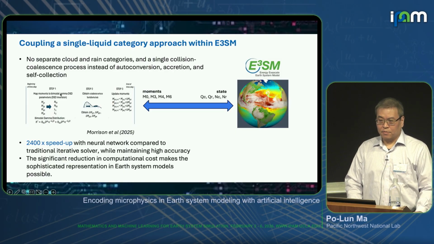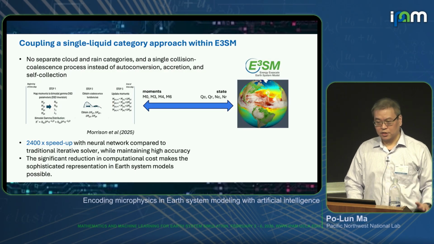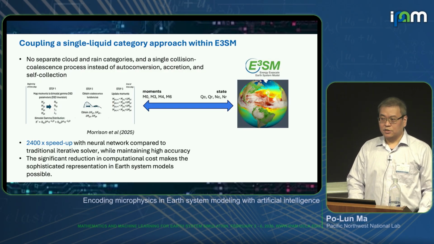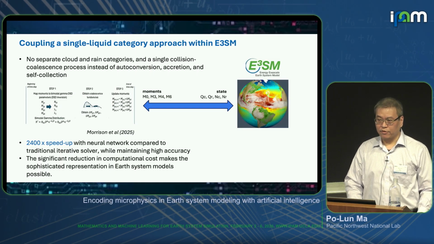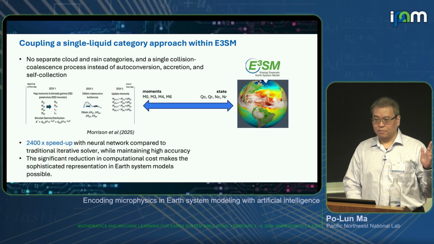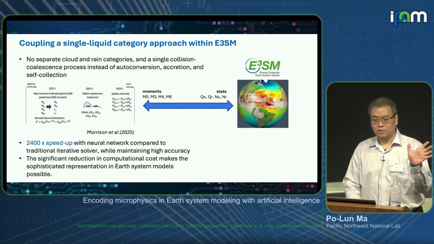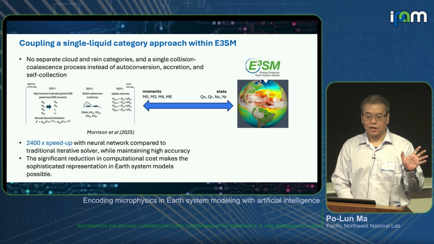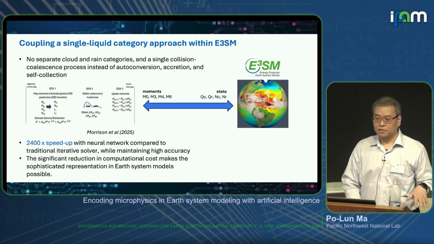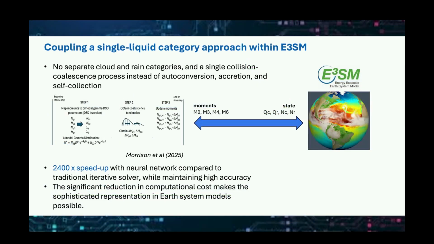And then in the model, when it goes to the collision-coalescence process, we use a bin model to solve that. We first map the moments to the bin representation, do the collision-coalescence kernel calculation, and then remap that back to the moments. Because there's no analytical solution for this mapping, we need to use an iterative numerical solver to do that, and it's very slow.